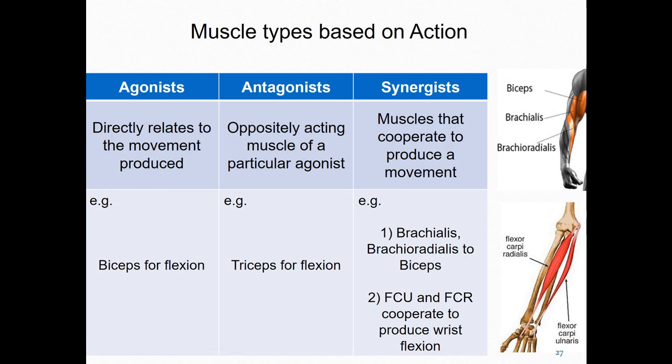Lastly, muscles that are synergists cooperate to produce a motion. For example, the brachialis and brachioradialis are synergists of the biceps in elbow flexion, and the flexor carpi ulnaris and the flexor carpi radialis are synergists in wrist flexion.